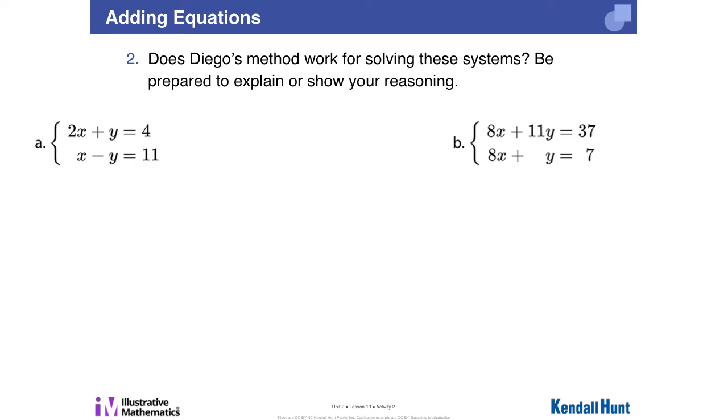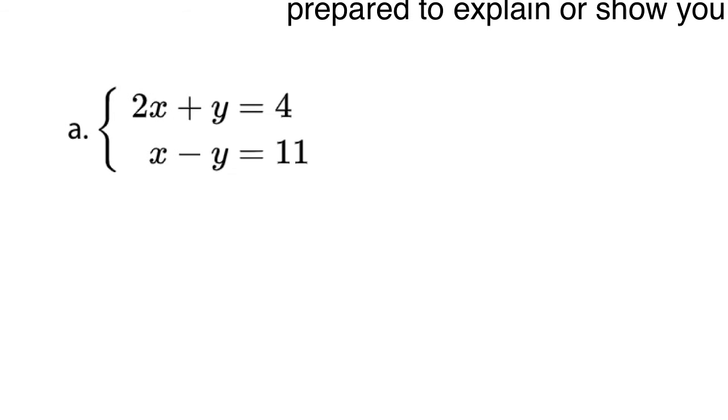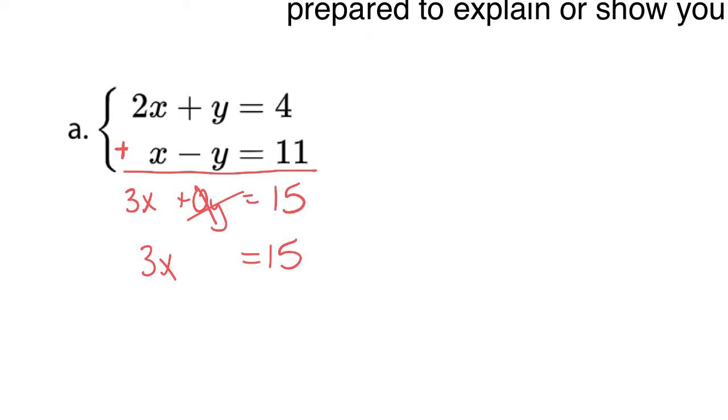So let's look at A first. And here, if I add these together, I would actually write it with a plus sign right here. And I'm adding them together, so I'm going to end up with 3x plus 0y equals 15. So I got rid of my y. I can just rewrite this as 3x equals 15. And so I'll know that x equals 5.